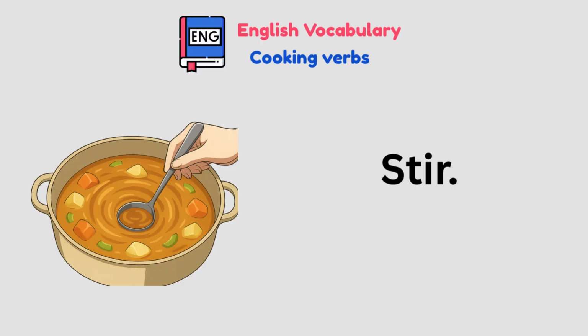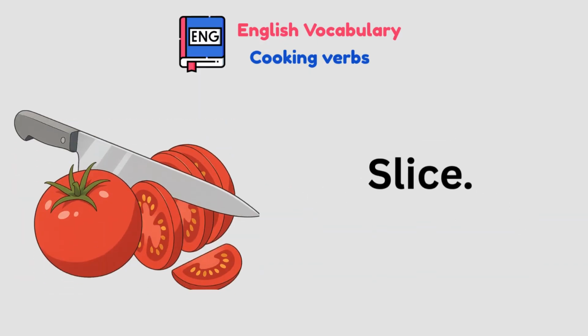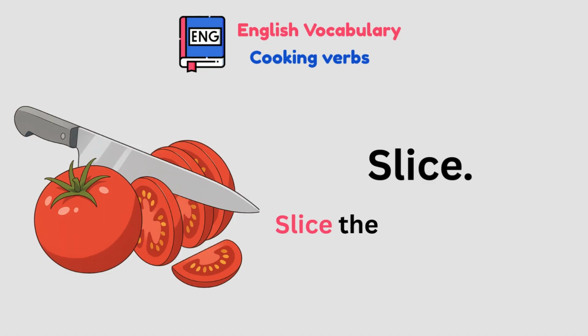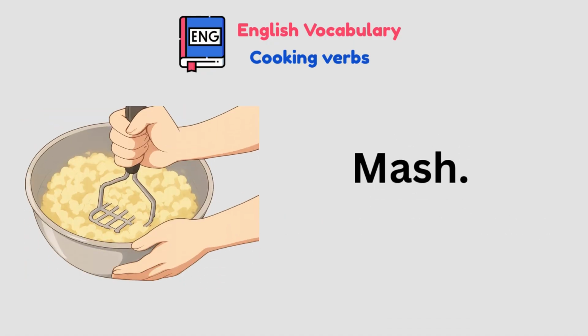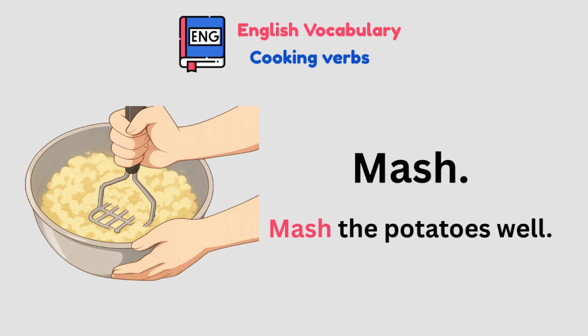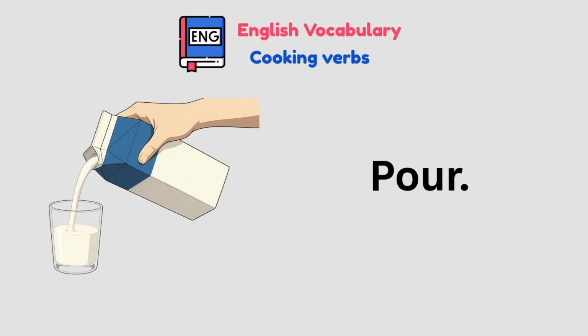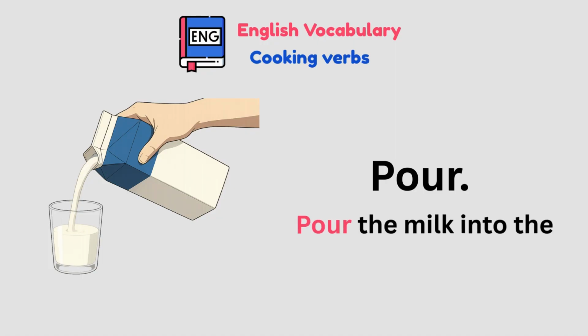Stir. Stir the soup slowly. Slice. Slice the tomato thinly. Mash. Mash the potatoes well. Pour. Pour the milk into the bowl.